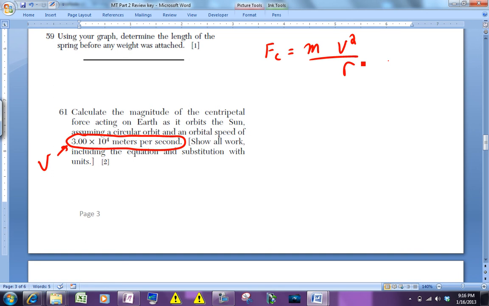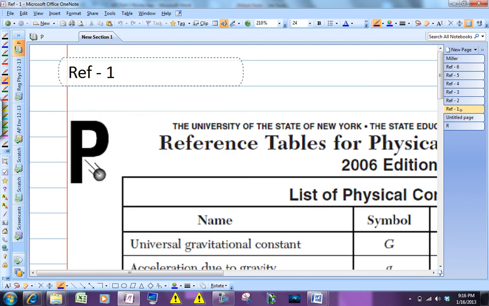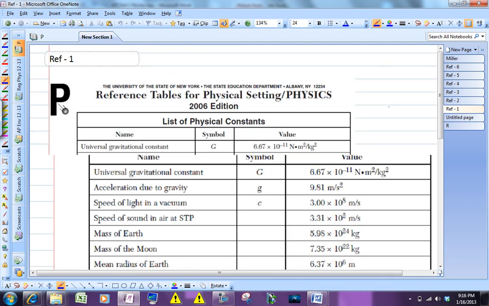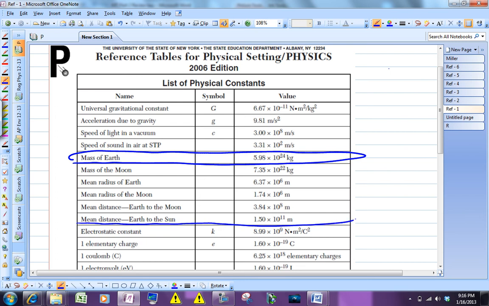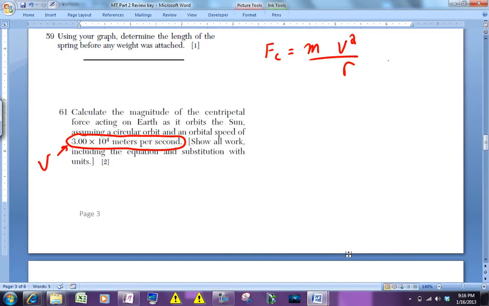We're going to have to look up the mass of the Earth, and we're going to have to look up the distance from the Earth to the sun. So to do that, we're going to look in our reference table. It's on the front page. When you look, you can see the mass of the Earth, 5.98 times 10 to the 24 kilograms. And the distance to the sun is this mean Earth to sun distance, 1.5 times 10 to the 11 meters. So you've got to be careful and you've got to look those up.